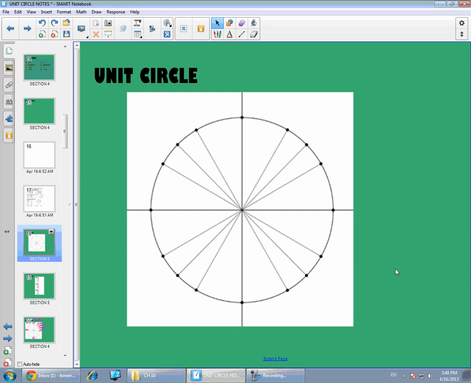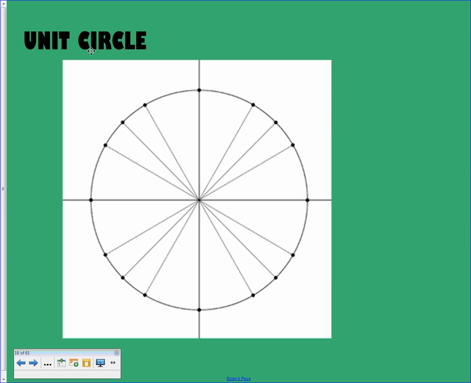Section 10.5 is continuing on with the unit circle. So far we have only worked in quadrant 1, so now we're going to expand our knowledge to quadrants 2, 3, and 4. If you think about our unit circle on the coordinate plane, we have only been dealing in quadrant 1. This will be quadrant 2, this is quadrant 3, and this is quadrant 4.